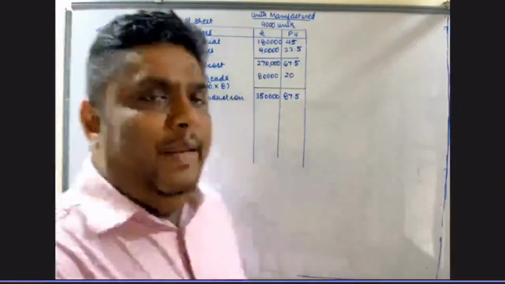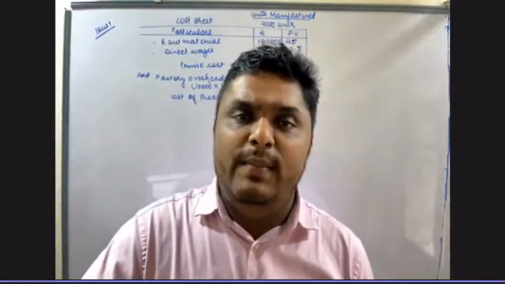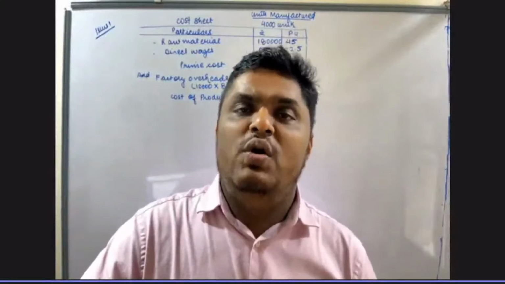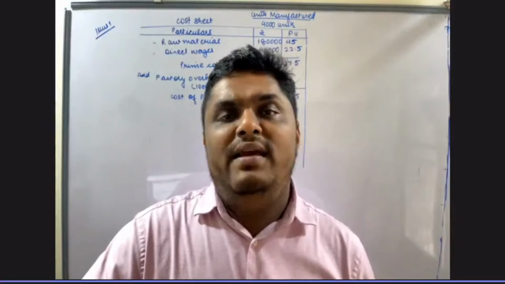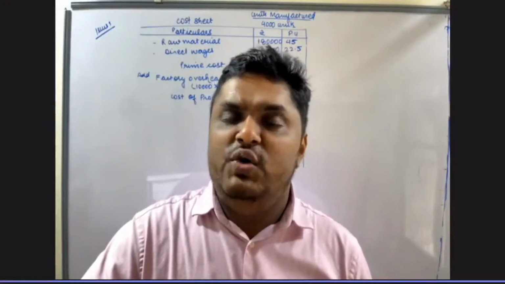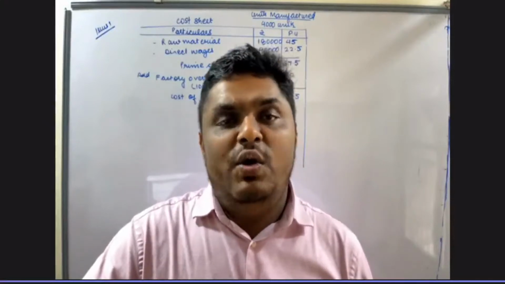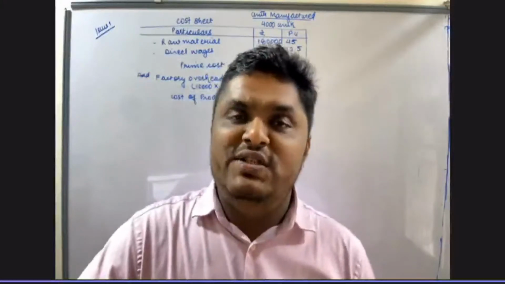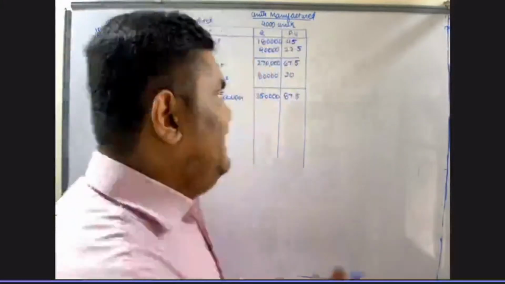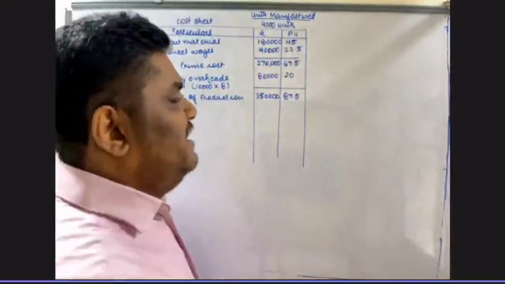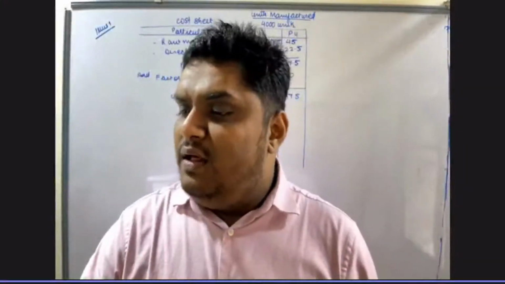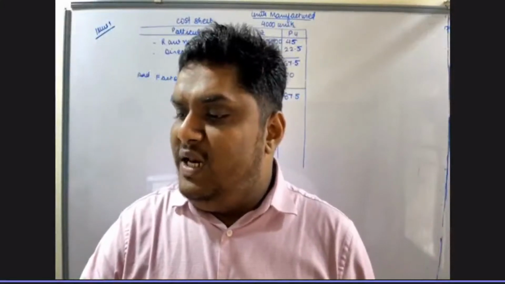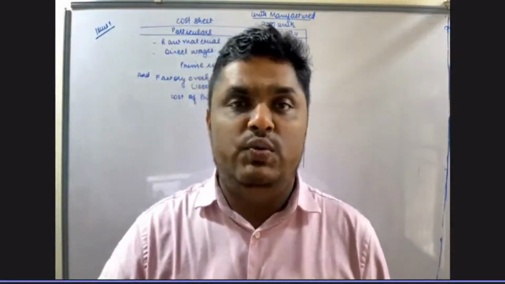I repeat again, guys, no information is given as regards opening, closing, work in progress, quality control cost, research and development cost, further primary packing cost and administration overhead related to production. So since no information is given, we have skipped this part and directly we have calculated the cost of production, that is 3,50,000. Now herein out of 4,000 units manufactured, 3,600 units were sold.